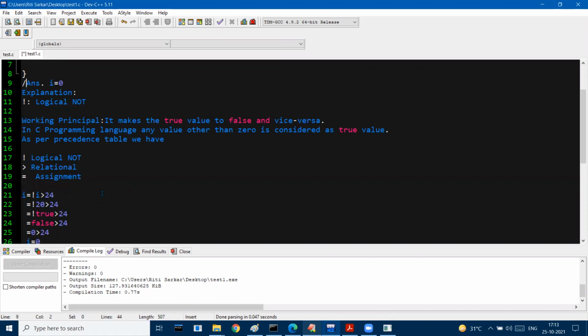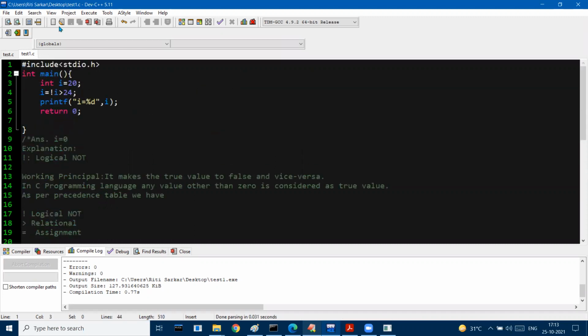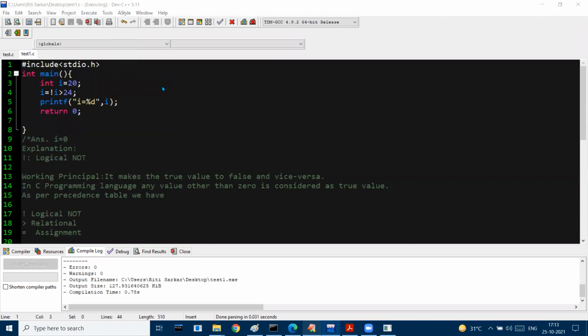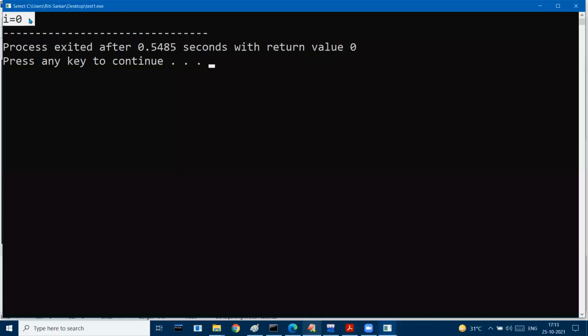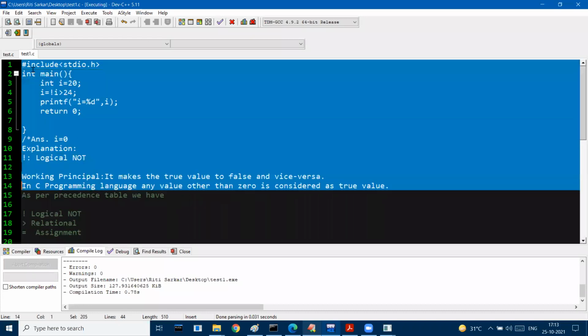Now let us evaluate this code once. Execute, compile and run. See, the value of i is equal to 0. This is what we predicted as the answer. Let us take the next one.